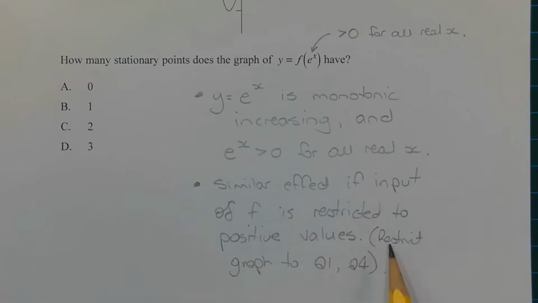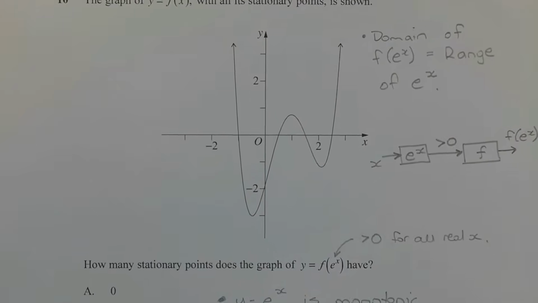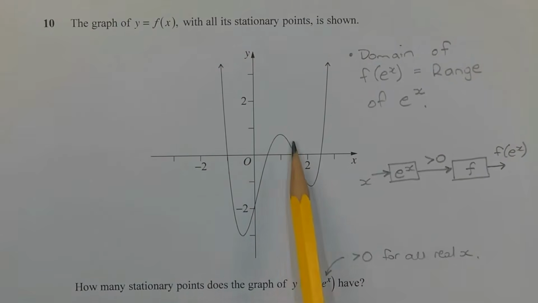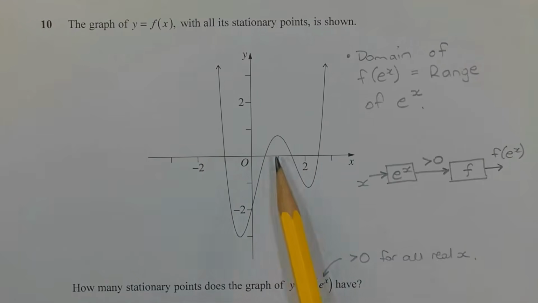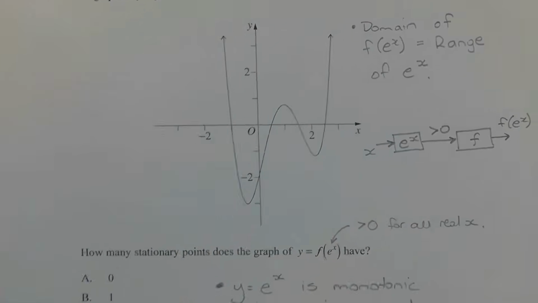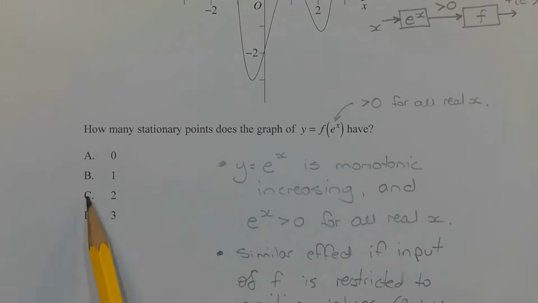In other words, we restrict the graph to quadrants 1 and 4 only. So it's as if we've ignored quadrants 2 and 3. So we're only looking here and here. So we only have two stationary points when the input to function f is positive. Therefore, the correct answer is option C.